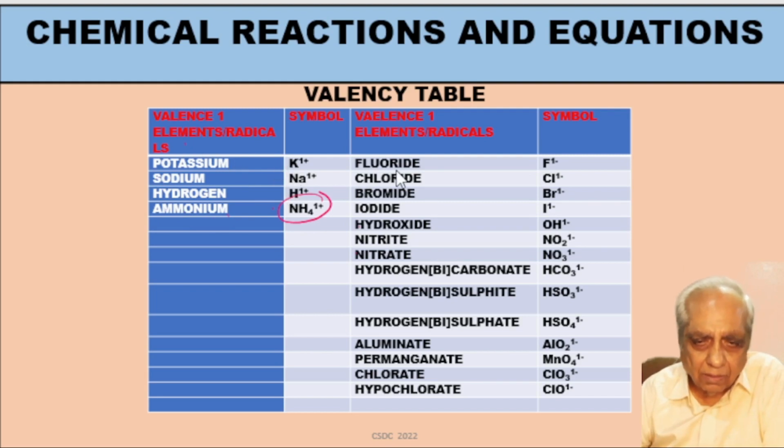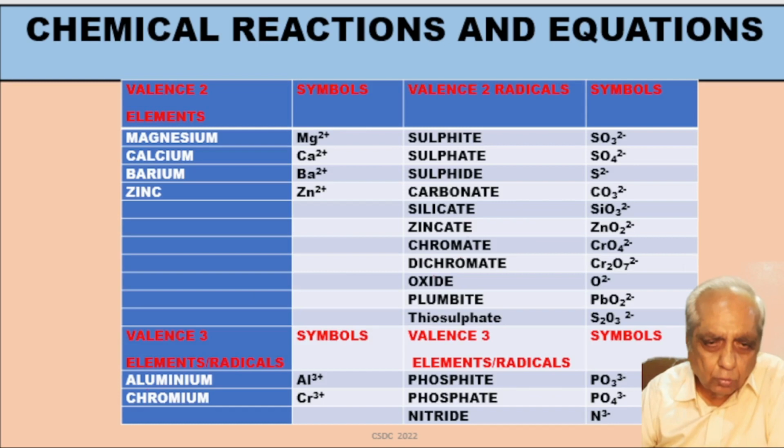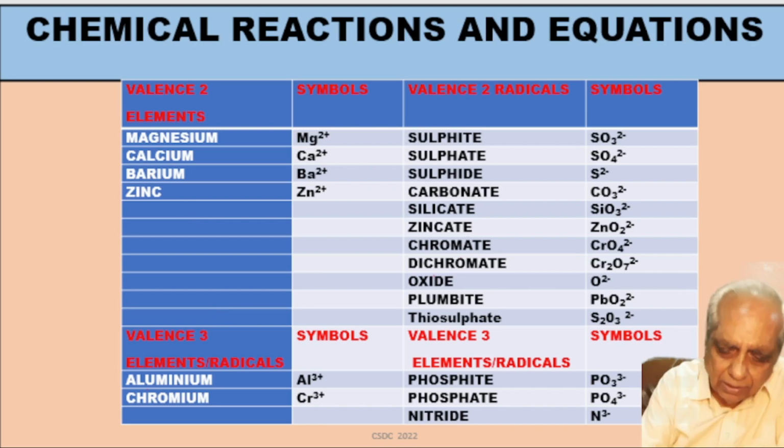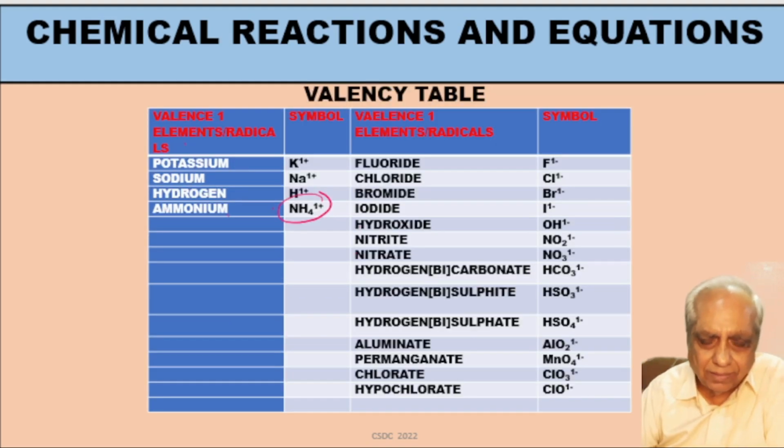So just learn that these 4 elements or radicals have valency plus 1. First you learn for positive. Now for 2, you learn magnesium, calcium, barium, zinc. They have got 2. And for 3, aluminum and chromium. In the next slide I will show you that 4 is for carbon and silicon. So first learn for 3 and 4. These 4 have got 2 and the other 4 have got 1. I am giving you only the important ones which you will require in the 10th or 11th standard.